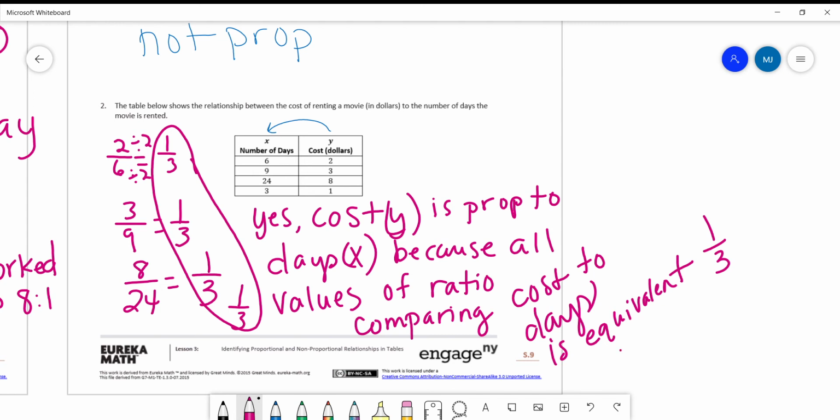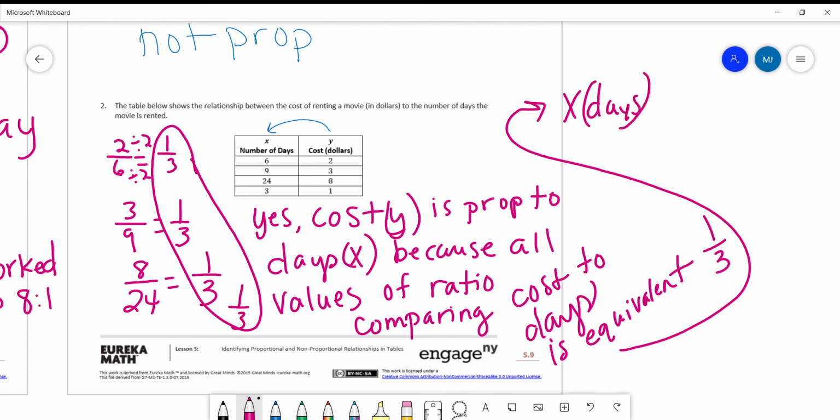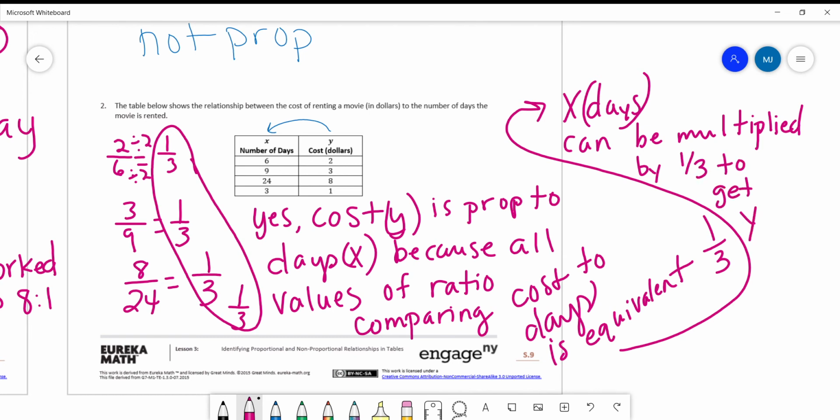And so, well, what does that mean as far as if we added values to our table, or if we needed to calculate a different number of days? Well, x, which is your days, can be multiplied by 1/3 to get the y, which is the cost. And that's going to be pretty important in a minute when we need to figure out different parts of the table.